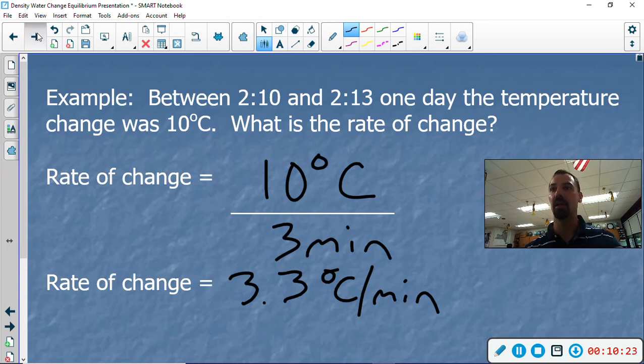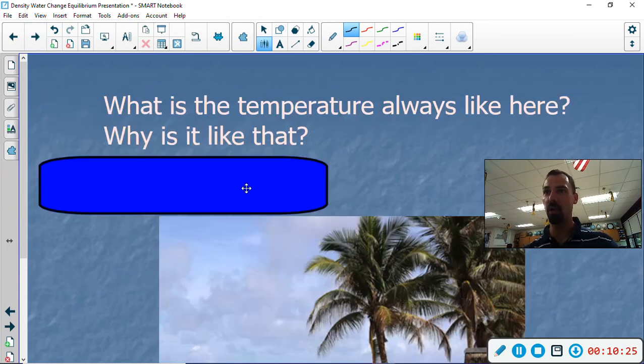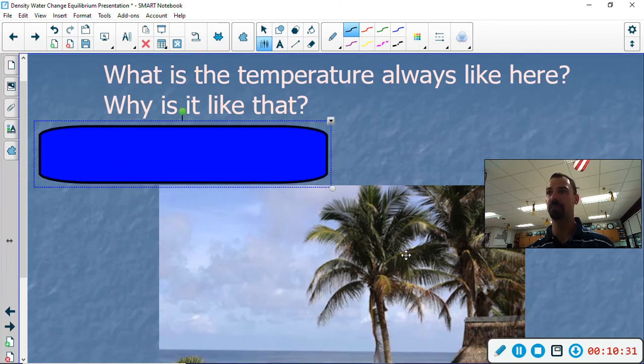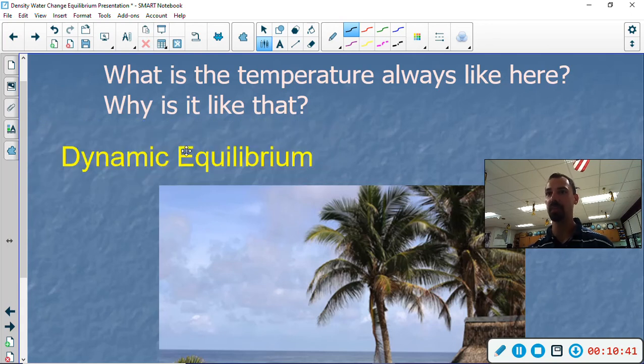Okay. All right. Now, also with change, what temperature is it like in this sort of environment? Well, you guys know this is a tropical climate, right? You always think of that when you see a palm tree, a warm climate. Why is it like that? Well, it's in something called dynamic equilibrium.